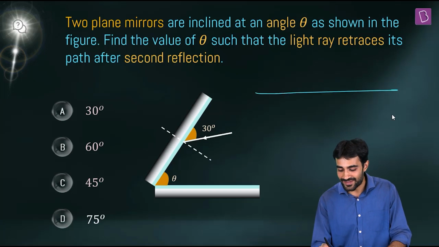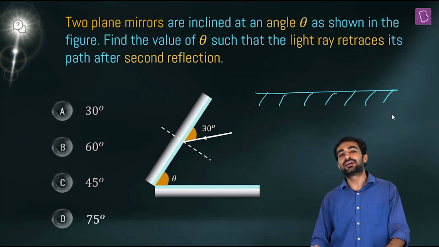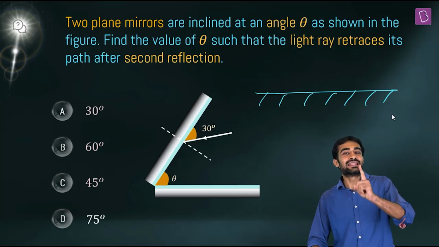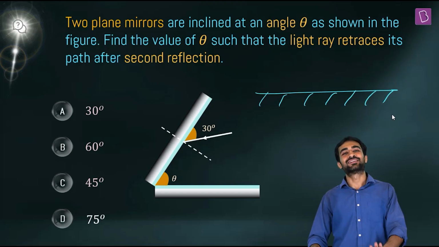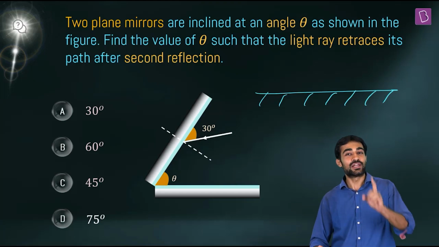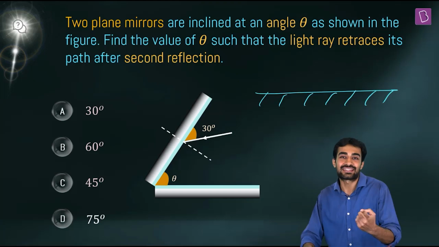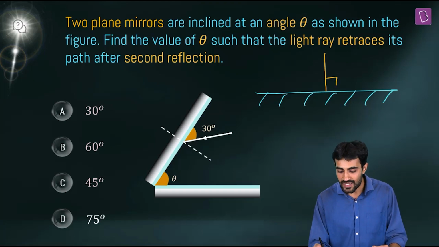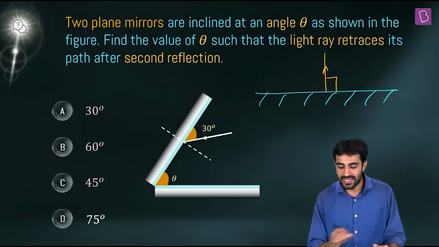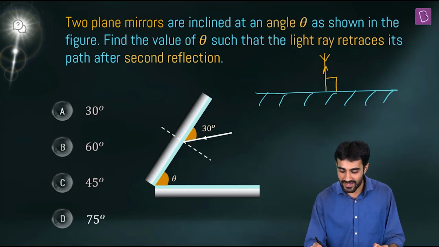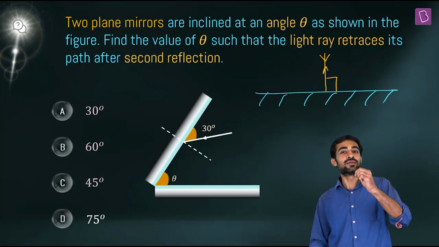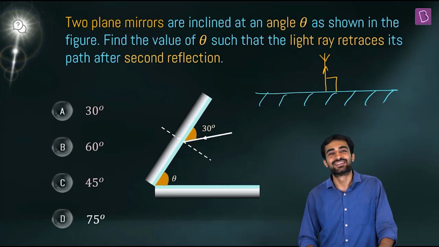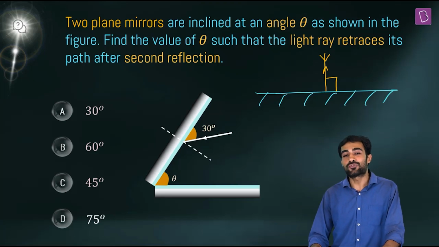So let's imagine a mirror. Now at what angle should the light ray fall on this mirror so that light retraces its path? Can you tell me which ray will retrace its path? A ray which strikes perpendicular to the surface of the mirror will retrace its path. So if the ray is striking like this, it will go straight back to its original path. Good. So this is how we can retrace the path.